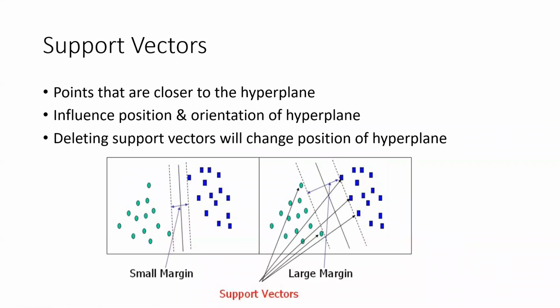Now, the technique is called support vector machine, so what is exactly meant by the word support vectors? It is nothing but the points that are closer to the hyperplane. These points, or support vectors, influence the position and orientation of the hyperplane, and deleting the support vectors will change the position of the hyperplane.